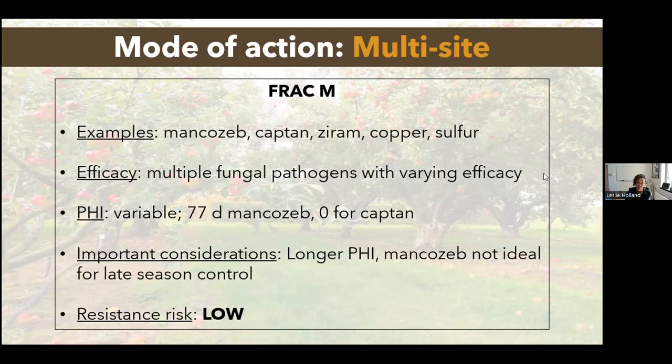In terms of the pre-harvest interval, it's quite variable across these chemistries. Again, you'll want to check the label or the pest management guide for this information. 77 days for mancozeb is quite extensive, while 0 days for captan, right? So knowing the difference in these is going to really help you design your fungicide program appropriately so that you can avoid those pre-harvest intervals. Important considerations, as I just mentioned, the longer PHIs are really going to be important, especially as you start to think about late season control, what may or may not be an option for you. And resistance risk, and what I mean by this is fungicide resistance development, is low for this particular class of fungicides. However, low risk does not mean no risk. So something to keep in mind here.